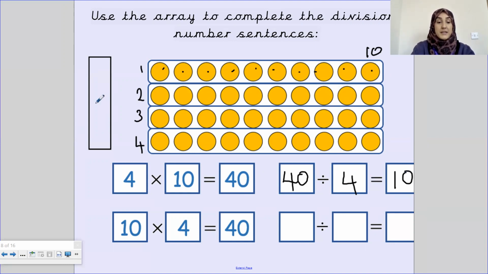Now I'm going to split this array. I am now going to split it into columns. So let's rub this out and let's now split it into columns. And then we will do our division sentence based on the columns.